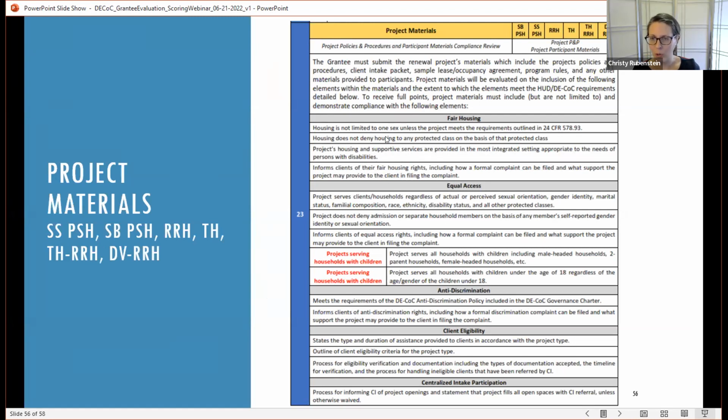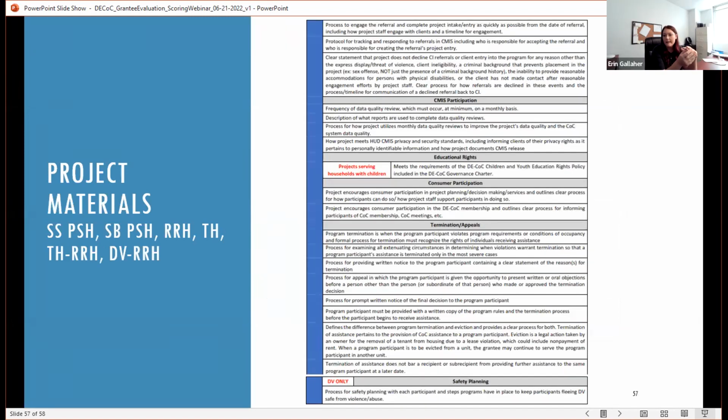So review your materials like, oh, do my materials cover this? Did I say this? And just make sure that you're attentive to this list and the items included on the list when you're supplying the materials to the CoC.